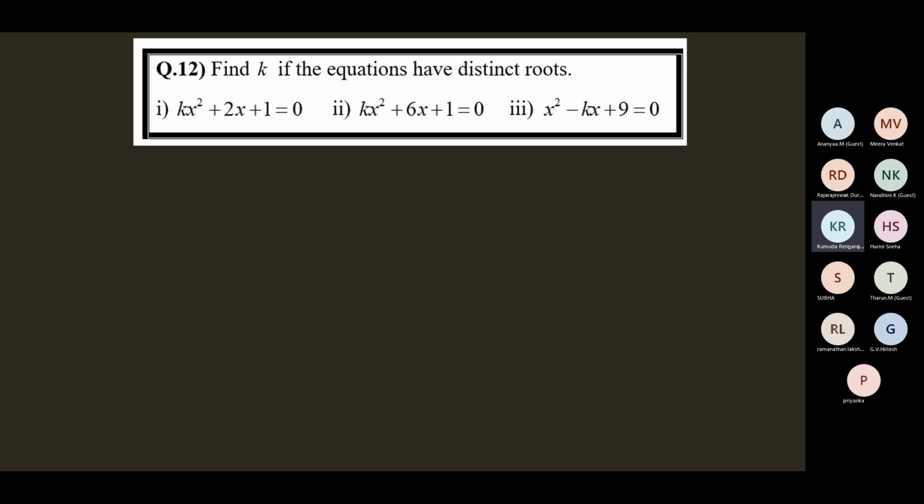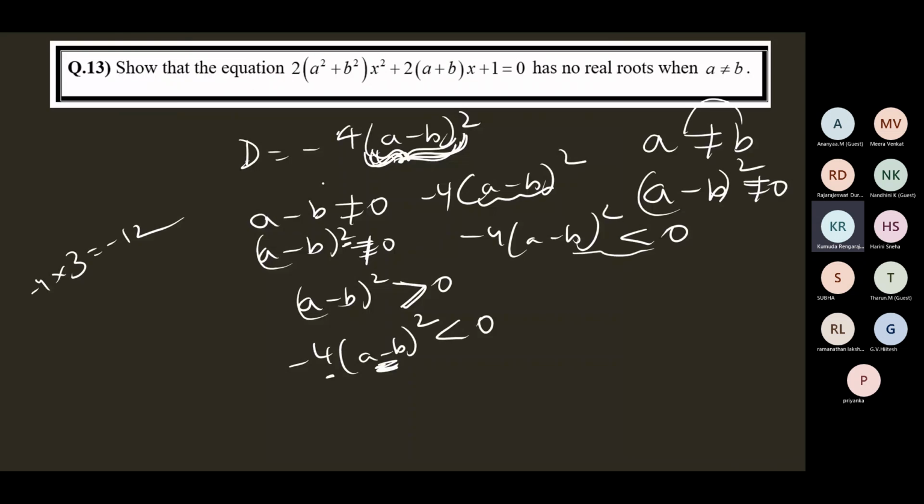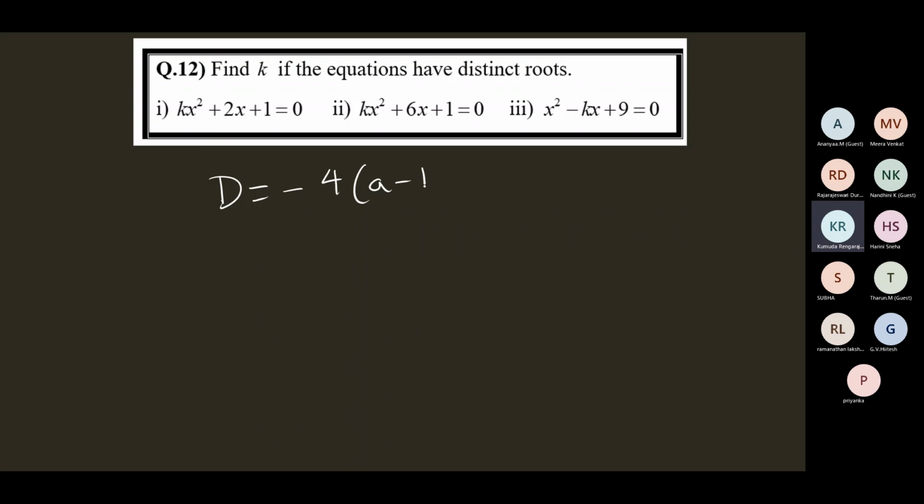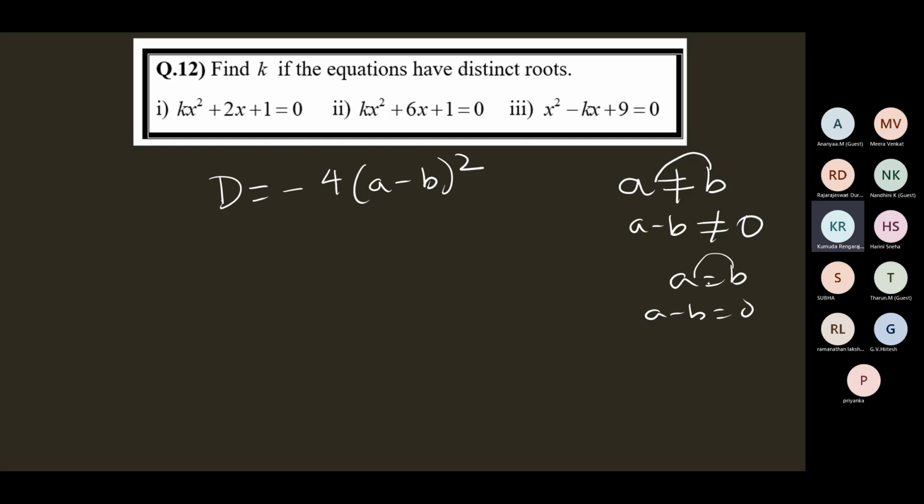Let's continue. Let me ask you if you understood. In the earlier question, we got D is equal to minus 4 into (A minus B) the whole square. And in the question, we were given that A is not equal to B. That means the difference cannot be 0. If A is equal to B, A minus B will be 0. So A is not equal to B, meaning A minus B is not equal to 0.